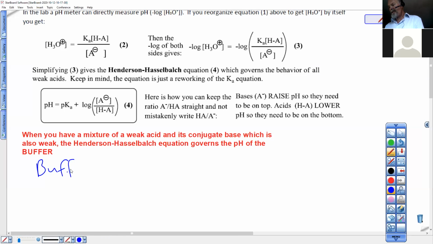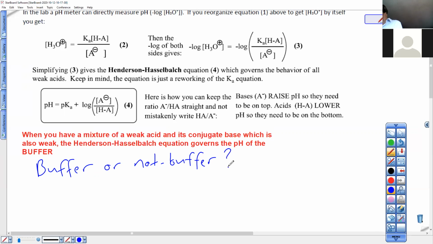Buffer or not buffer. And the definition of buffer is hidden in there. When you have a mixture of a weak acid and its conjugate base, it's a buffer. It's in there. The middle part says, if you've got a buffer, you can predict the pH using this equation. There you go. And that's a question mark.